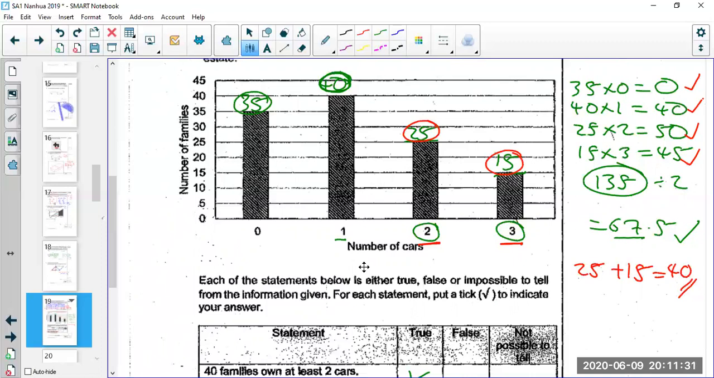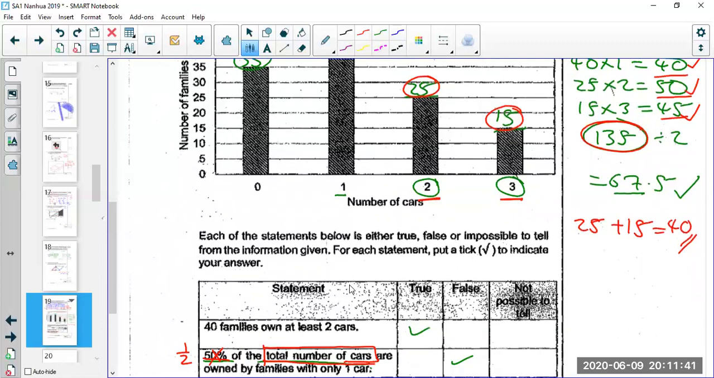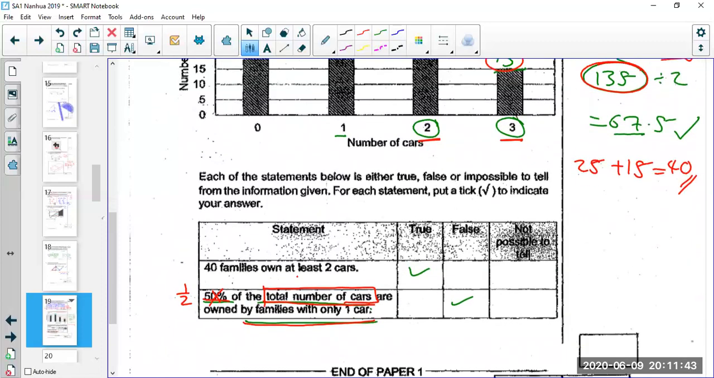Then how many cars altogether? You add all the numbers, 40 plus 50 plus 45. How many cars altogether? The total cars is 135, right? Okay, so what is half of 135? What is half? Half is times. Remember, half is times. You take half times 135, you will get something like 67.5. So which means that how many is half of the total cars? It's about 67 cars, 68, which is about half the total number.